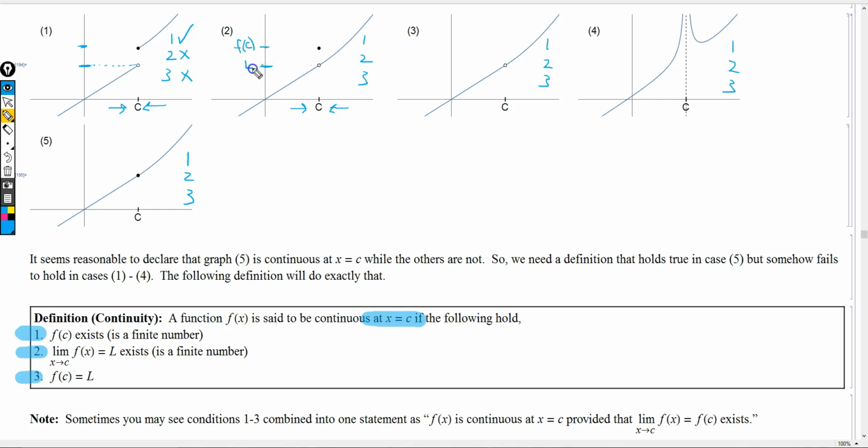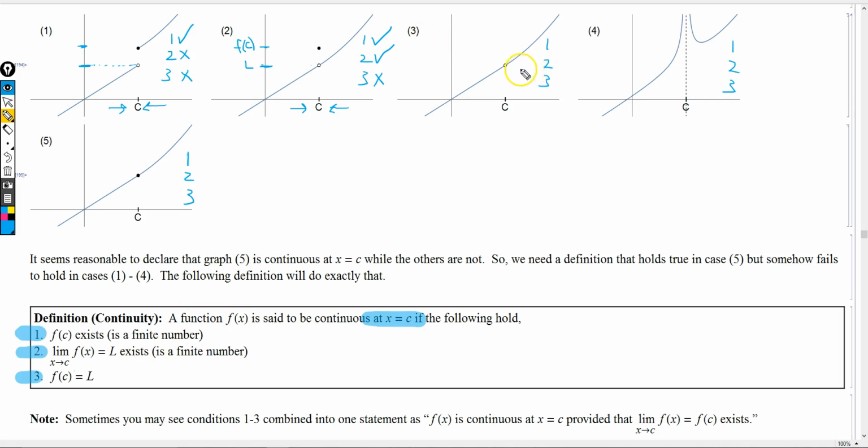That would be the L. You see that as I move this way, the y values are getting closer to that number from both directions. So 1 is satisfied, 2 is satisfied. However, as you can see, f of c doesn't equal L, so 3 is not satisfied.